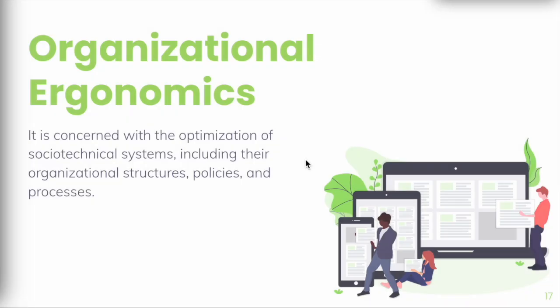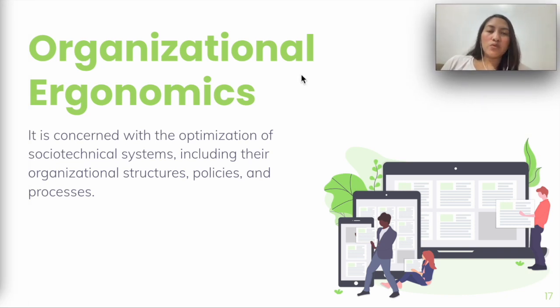So the last domain of ergonomics that we will discuss is what we call organizational ergonomics. As you can see here, it is concerned with the optimization of socio-technical systems, including their organizational structures, policies, and processes. So from the term itself, the organization is being redesigned, redefined, or re-engineered in order for the employees and the employers to work together for a better outcome, and also in order for the workers or the company to serve their clients better. So you will redesign or redefine something in the organization in order for the company to thrive more.